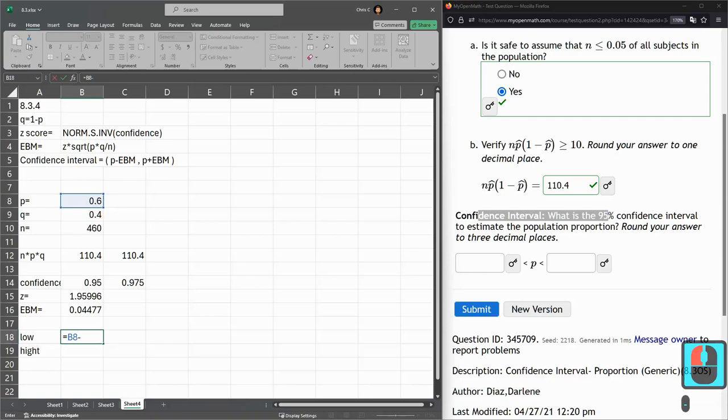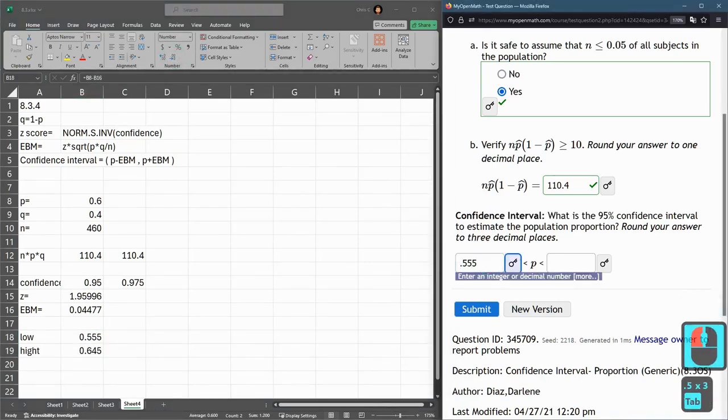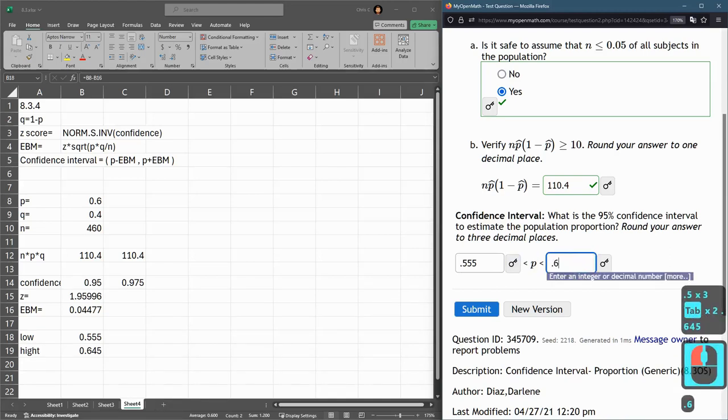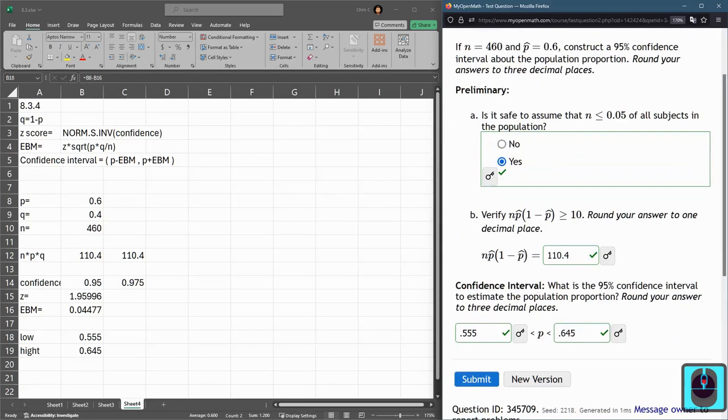So take our proportion minus this EBM, and again, proportion plus EBM. And rounding to three decimals here. Turn that in, and there we go.